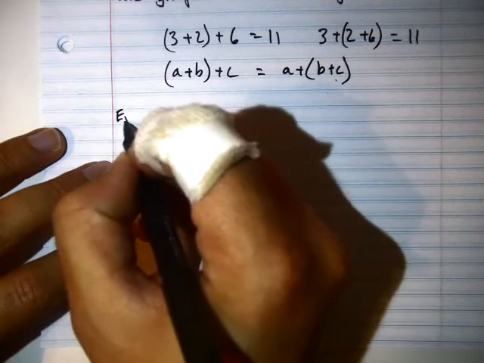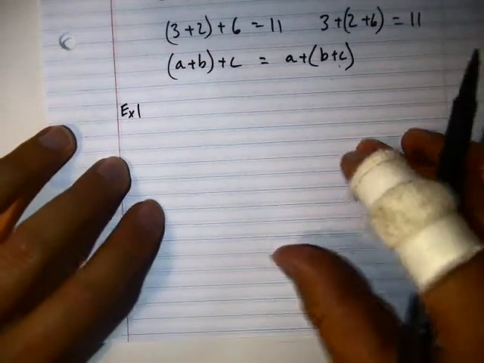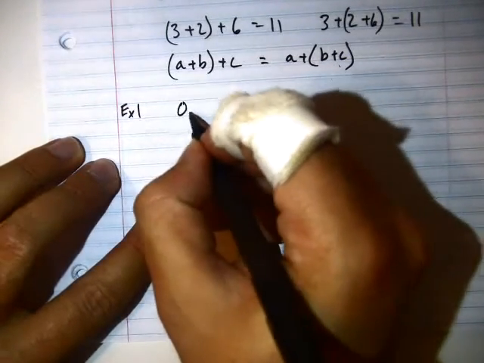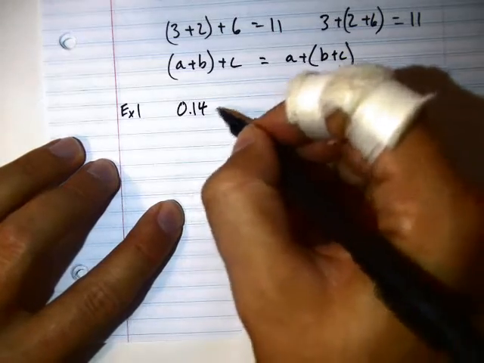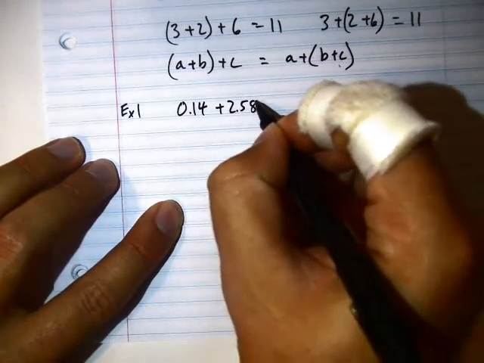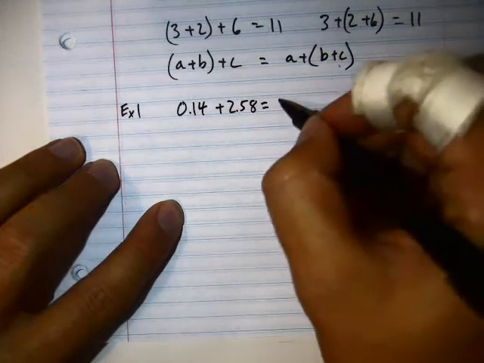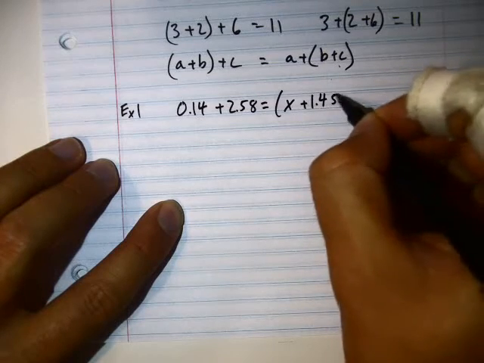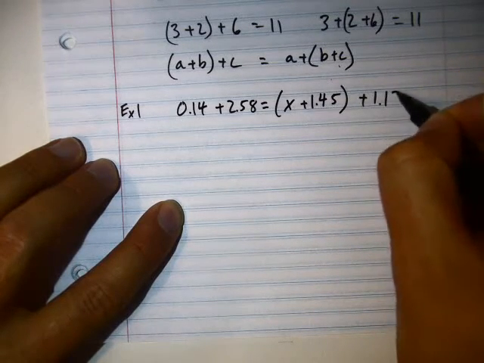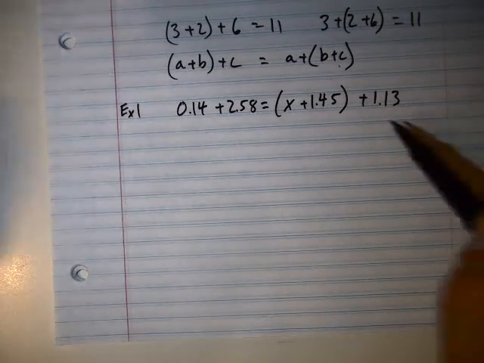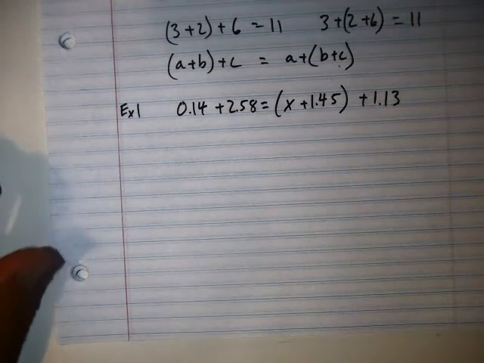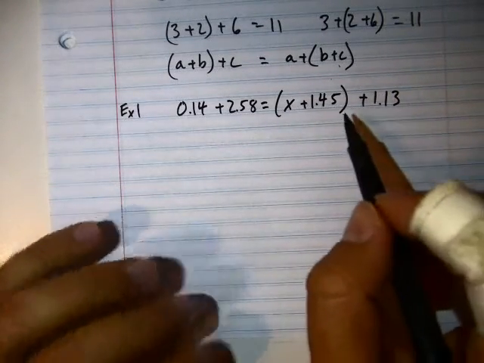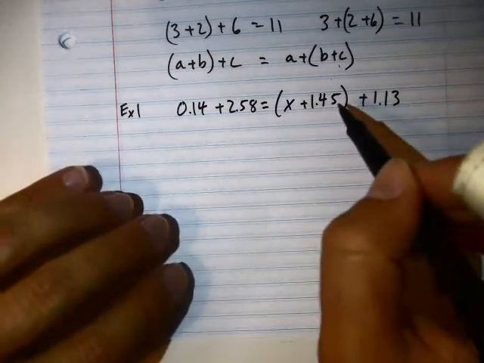So, for example, let's do a quick little example. We're going to be using these with the algebra stuff that we've been talking about, specifically solving for that x, right? So if I write this: 0.14 plus 2.58 equals the quantity x plus 1.45 plus 1.13. Okay, so first I can check, everything is being added. So this association and these parentheses are not going to hold me back from anything. So I can go ahead and simplify this first.